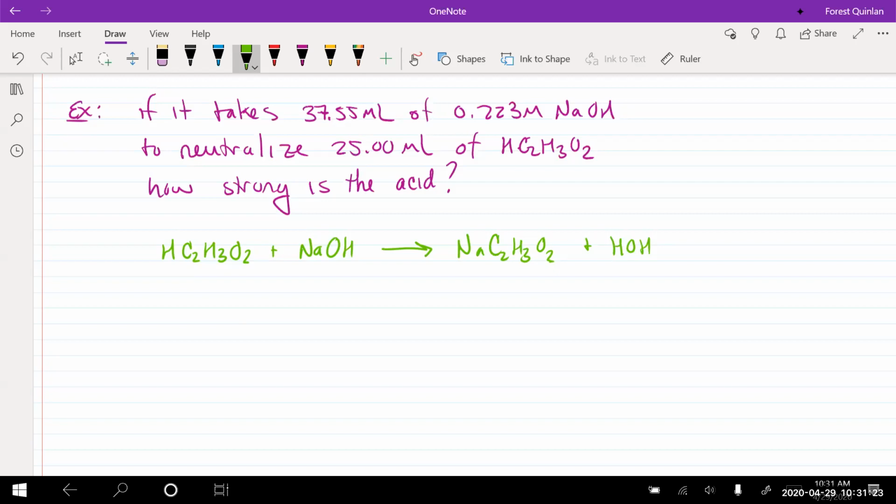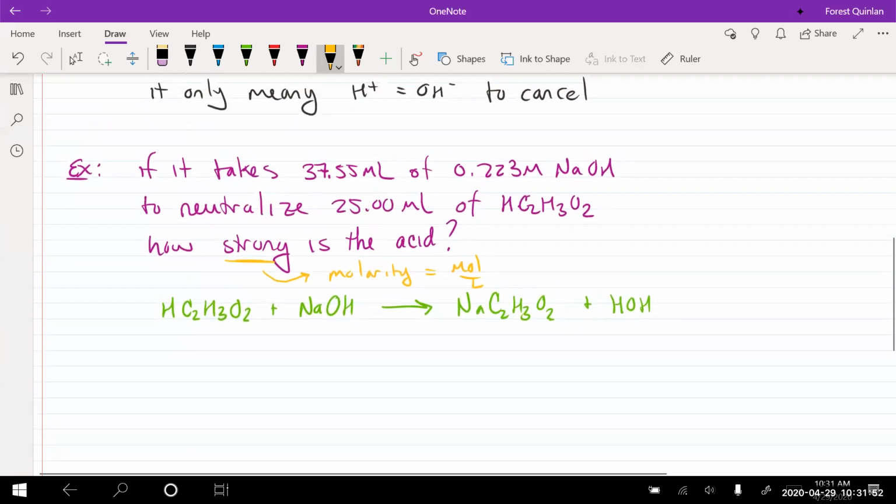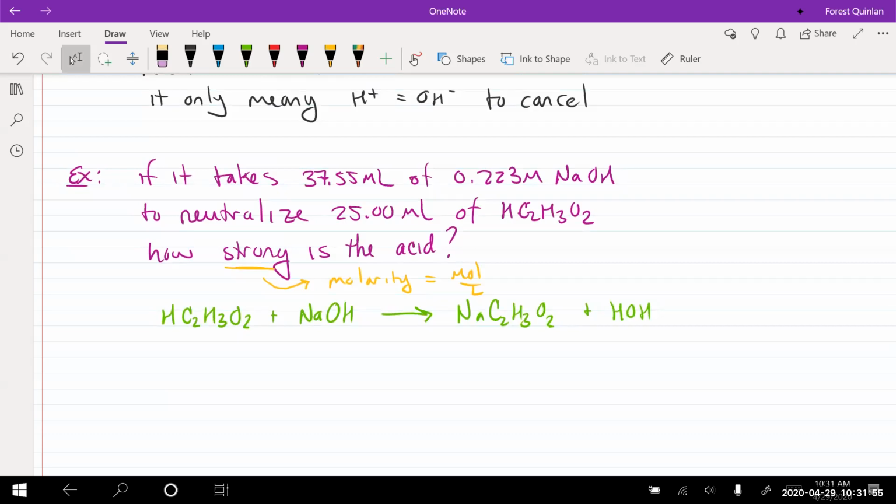First things first, this strong word. What am I actually asking for here when I say how strong is the acid? Molarity. All right, that's what I want. And that means I need moles per liter. That's what I'm looking for. The next thing I want to do is ask myself, if that's what I'm looking for, molarity, moles over liter, is there anything up there that already looks like moles per liter? Yes. And what is it? 0.223. Yeah, this guy right here.